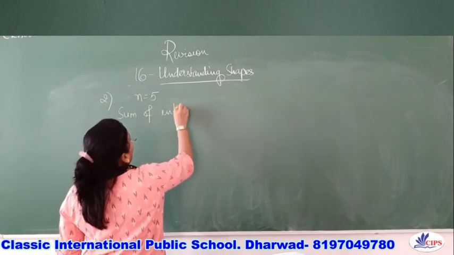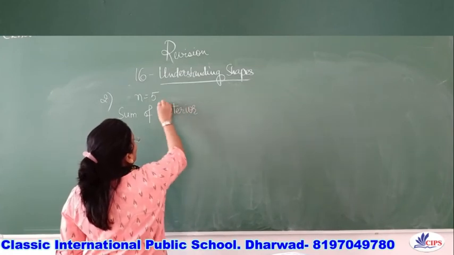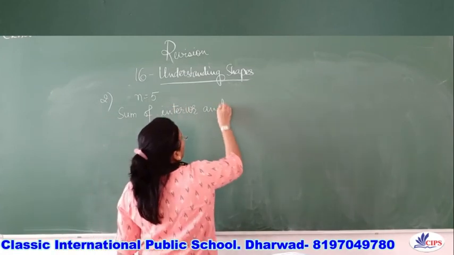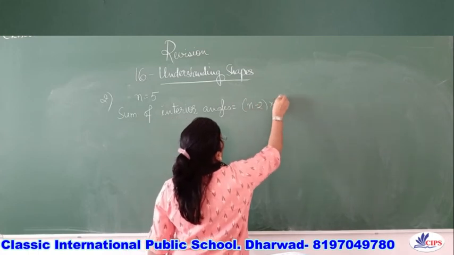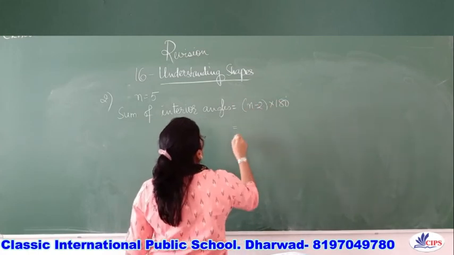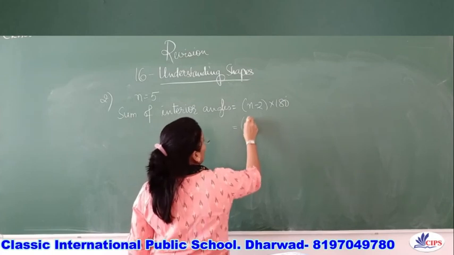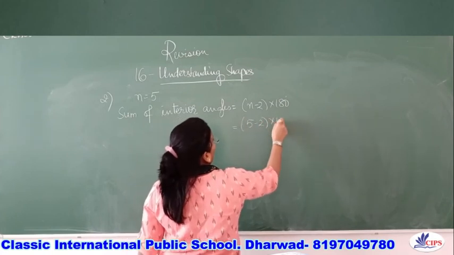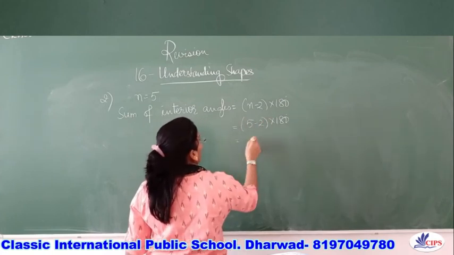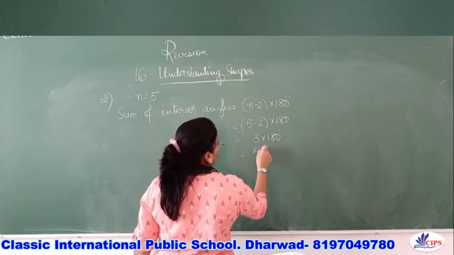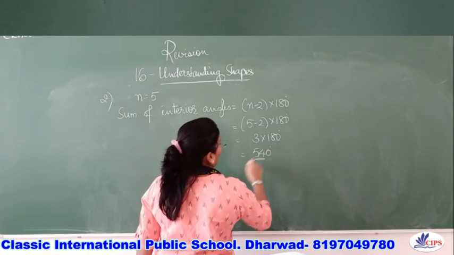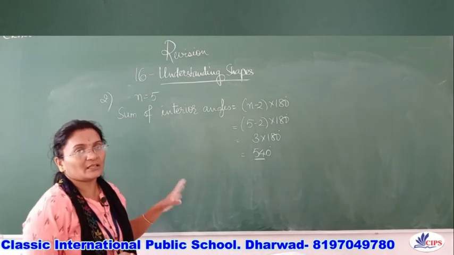So the sum of interior angles is equal to (n minus 2) into 180 degrees. What is the value of n? n is 5, so 5 minus 2 into 180. 5 minus 2 is 3. 3 into 180 will be 540 degrees. So we got the sum of interior angles.